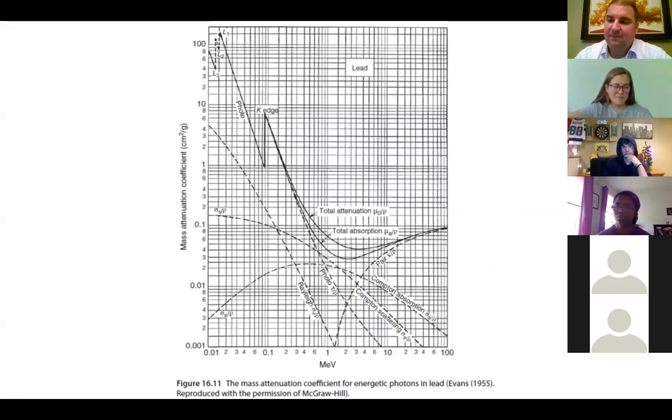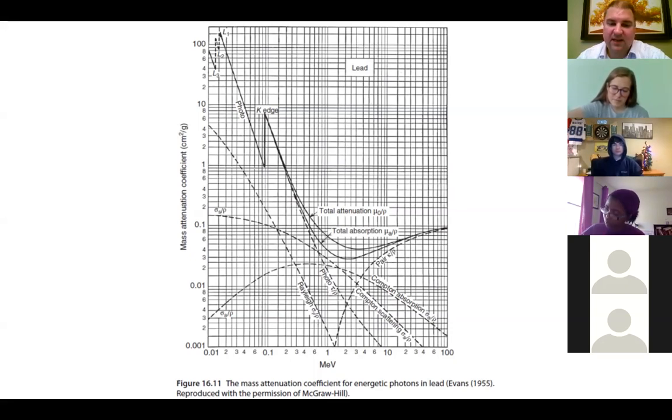So here's a picture for lead. On our left axis, this is our mass attenuation coefficient, the mu. The top line represents the total attenuation coefficient for different energy gamma rays in lead. Some of those lines represent things like the photoelectric effect, especially below around 0.2 MeV or 200 keV. Basically, the mu, the mass attenuation coefficient, is dominated by the photoelectric effect.